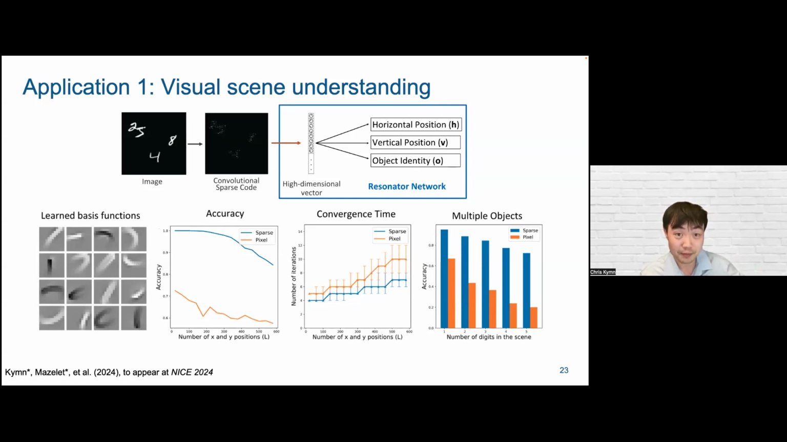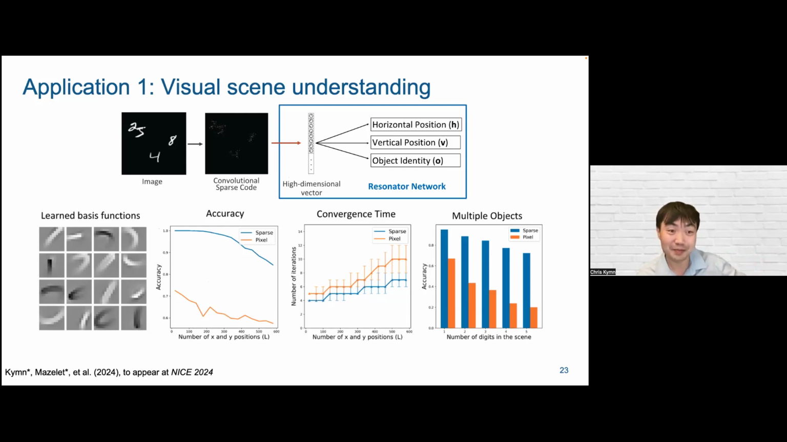So that's a fancy way of saying that the convolutional sparse code helps to orthogonalize representations that are there in the original image. And the nice thing about adding convolutional sparse coding to this kind of pipeline is that in terms of the accuracy of decoding different objects, in terms of the convergence time required for the resonator to recover these objects, and in terms of the accuracy provided when there are more digits in a particular scene, in all these cases, under fair comparison conditions, when compared to just encoding the images directly, adding this convolutional sparse code step is helpful. And so this is the work that Sonia and I are excited to present at NICE in 2024, in about a month from now.